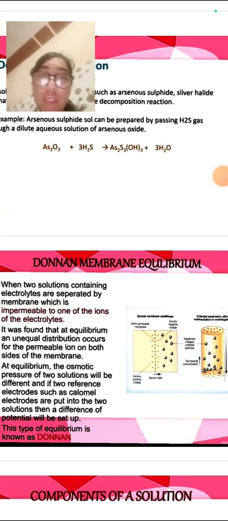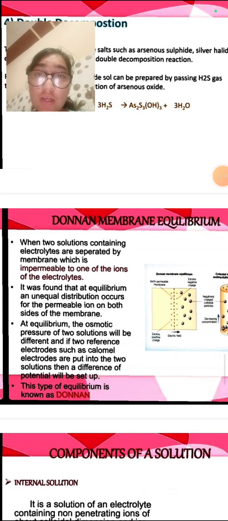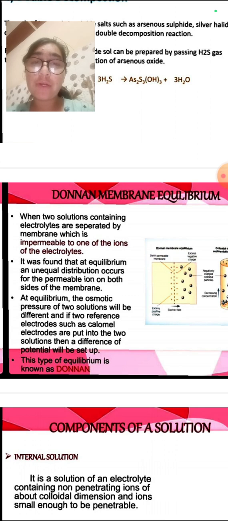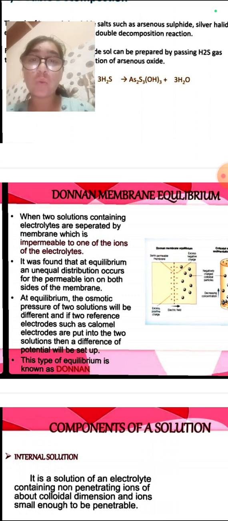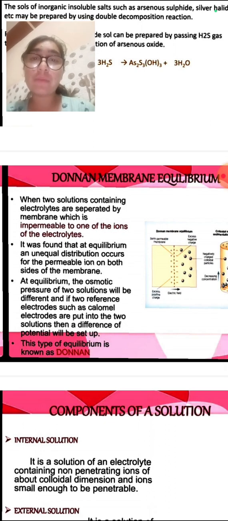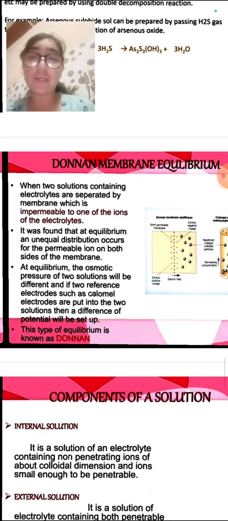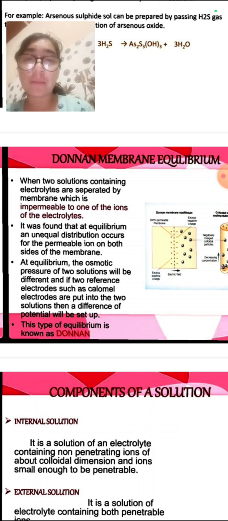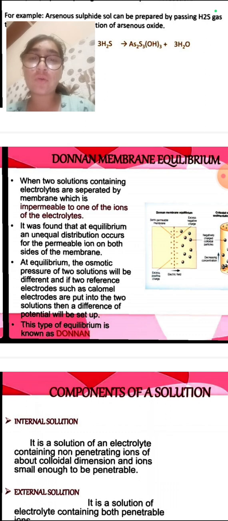Donnan membrane equilibrium. When two solutions containing electrolytes are separated by a membrane which is impermeable to one of the ions of the electrolytes, it was found that at equilibrium an unequal distribution occurs for the permeable ion on both the sides of the membrane. At equilibrium, the osmotic pressure of the two solutions will be different. If two reference electrodes such as calomel electrodes are put into the solutions, then a difference of potential will be set up. This type of equilibrium is known as Donnan equilibrium.